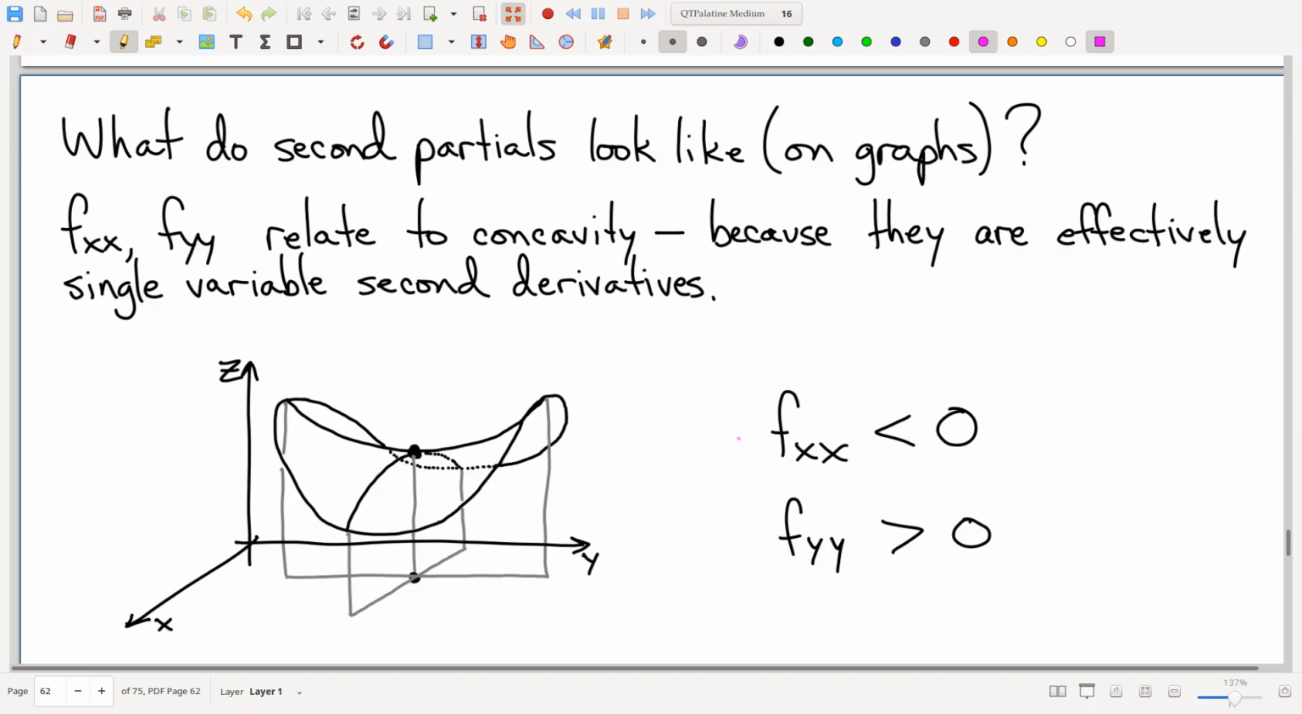How do you visualize higher order partials? We're just going to talk about second partials. What do they look like geometrically? Now let me remind you a couple of points of order. We've talked about the calculus of graphs.